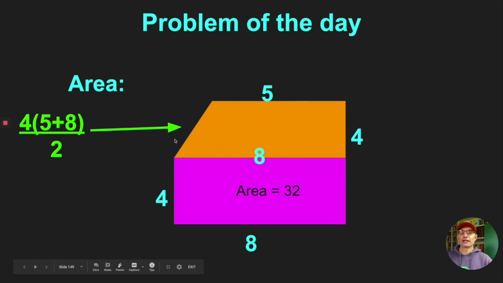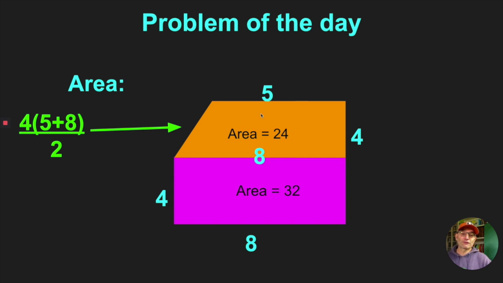And so how we always find the area of a trapezoid, base 1 plus base 2, so it's 5 plus 8, times the height, which is 4. So we have 4 times the quantity 5 plus 8. And because it's a trapezoid, we divide by 2. So we say 5 plus 8 is 12. 12 times 4 is 48. And 48 divided by 2 is 24.